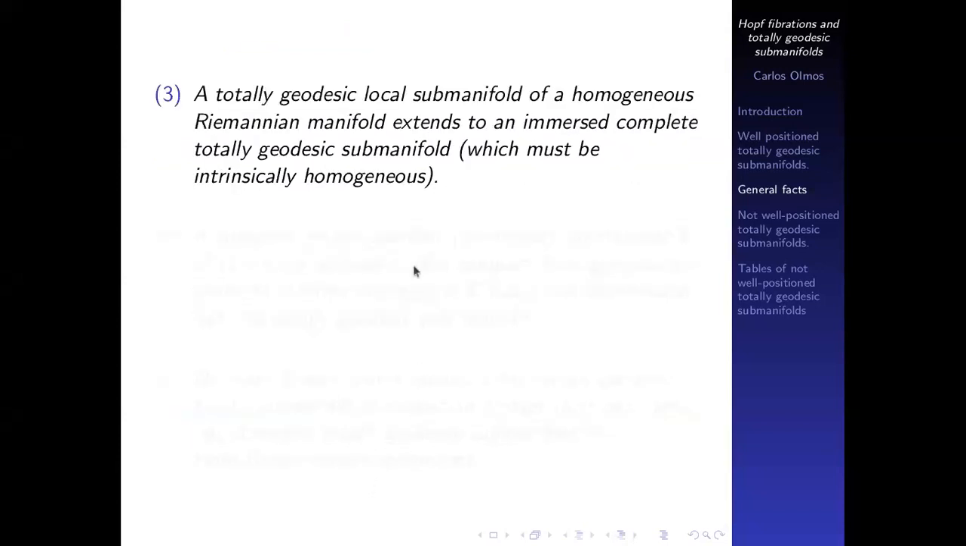Let us continue. A totally geodesic local submanifold. This is a general fact, it's very standard. A totally geodesic local submanifold of a homogeneous Riemannian manifold extends to an immersed complete totally geodesic submanifold. And this is intrinsically homogeneous. So a local homogeneous submanifold extends to a global one, but immersed.